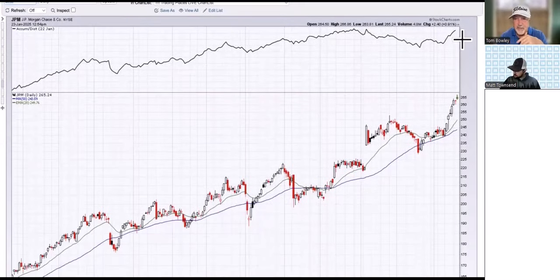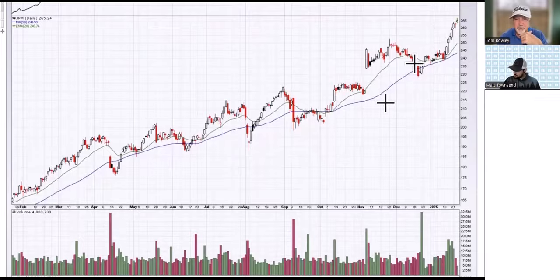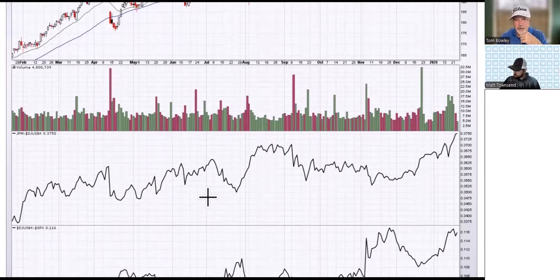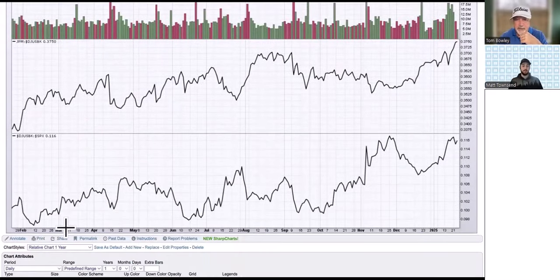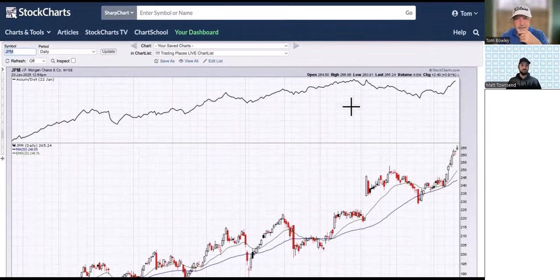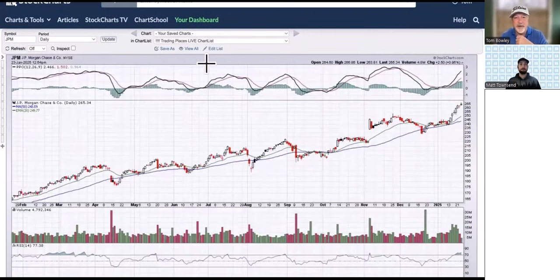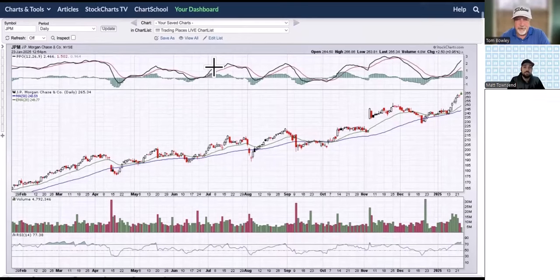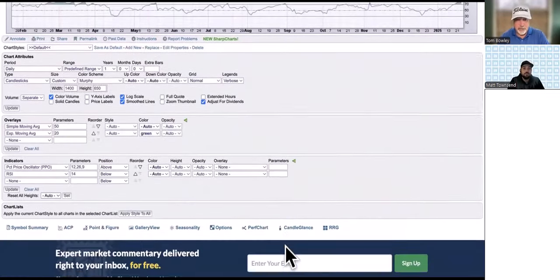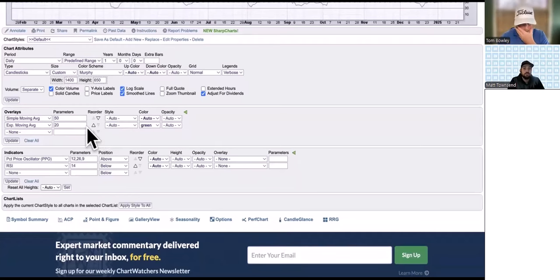So the way I've set this up is the AD line on top. There's the price action. Here's JP Morgan relative to banks, and here's banks relative to the S&P 500. So I think what you're looking for is something like that. So let's go back to this regular chart. This is just my default chart. I got the PPO, price action, and the RSI. And let's change it to make it look like that other chart.